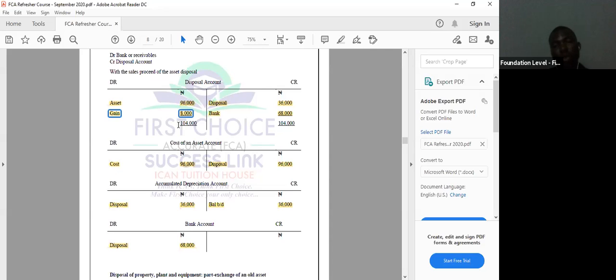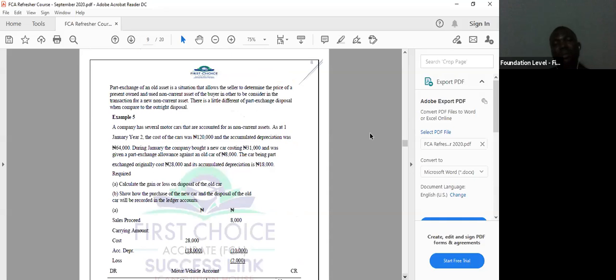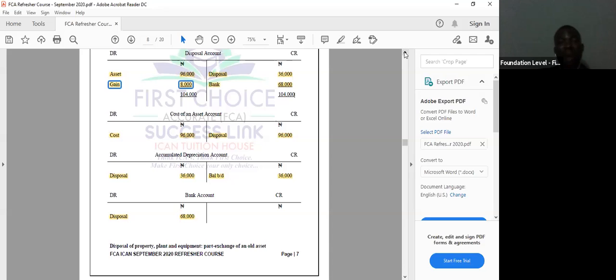Okay. So before we move on, before we ask for questions, let me explain this also. There are times that you do part exchange. When you dispose of property, plant, and equipment, it may be a part exchange of an old asset. For example, you have a phone that you are using right now. When they release a new phone, you want to exchange it, so you are selling it to get another one.